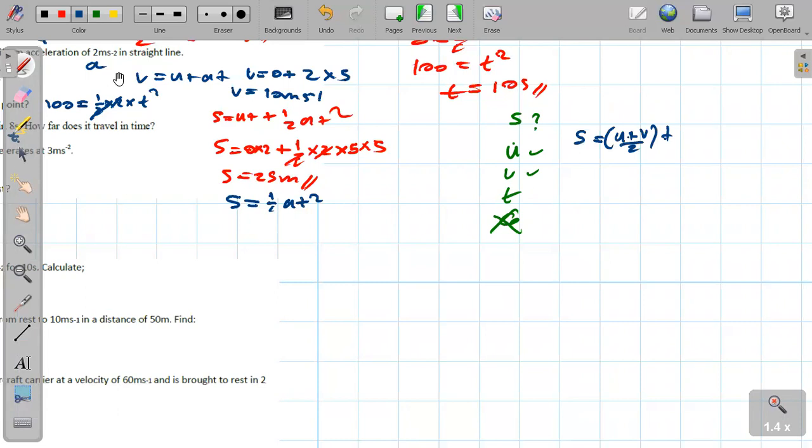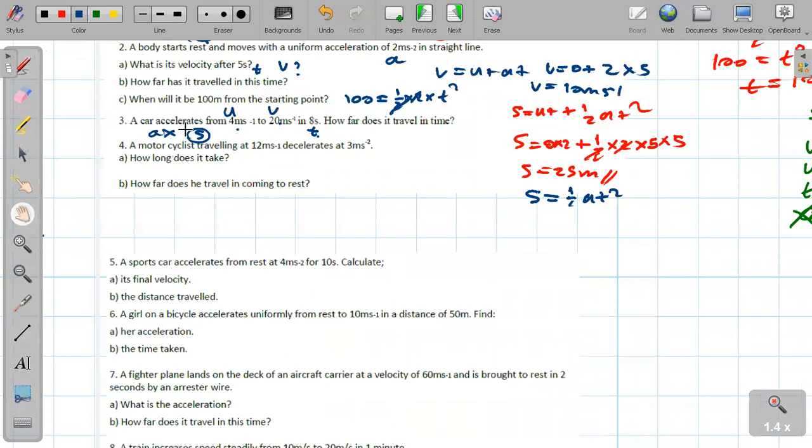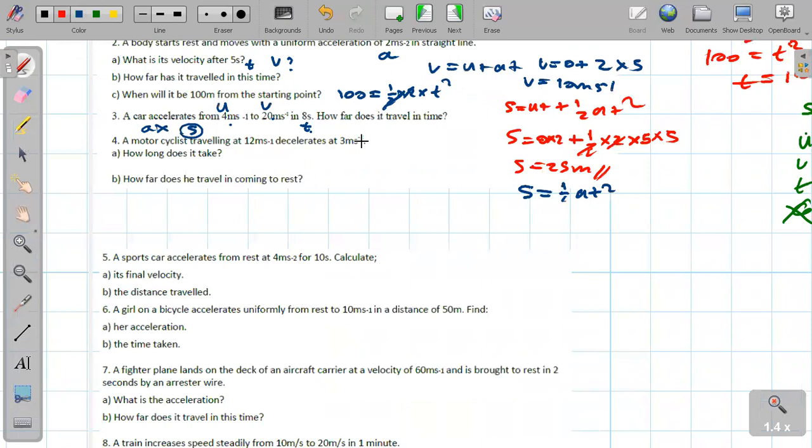Right. So in that sense, I'm going to apply the values here. 4 plus 20, that is 24, over 2 times 8. 24 times 4 is 96 meters. Did you get this answer? Yes, sir.